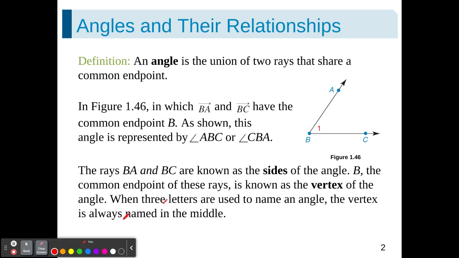And so in this case right here, we have what we call a vertex. Off the vertex, we have ray BA and ray BC. And so we see that this angle can be called angle ABC, where B is the vertex, or we can go CBA, where once again, B has to be the vertex. Rays BA and BC are known as the sides. So these are the sides of the angle. And B is the endpoint, which is also known as the vertex. When three letters are used to name an angle, the vertex is always in the middle.